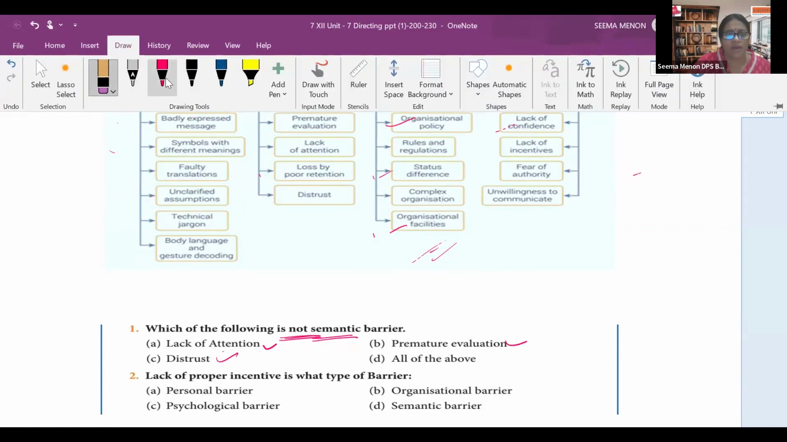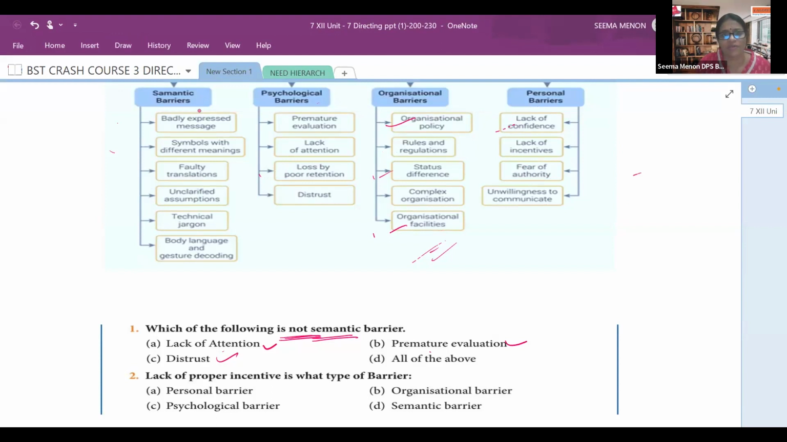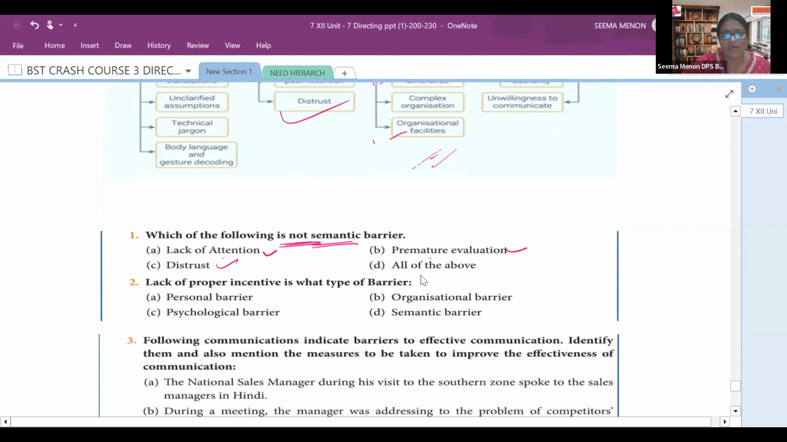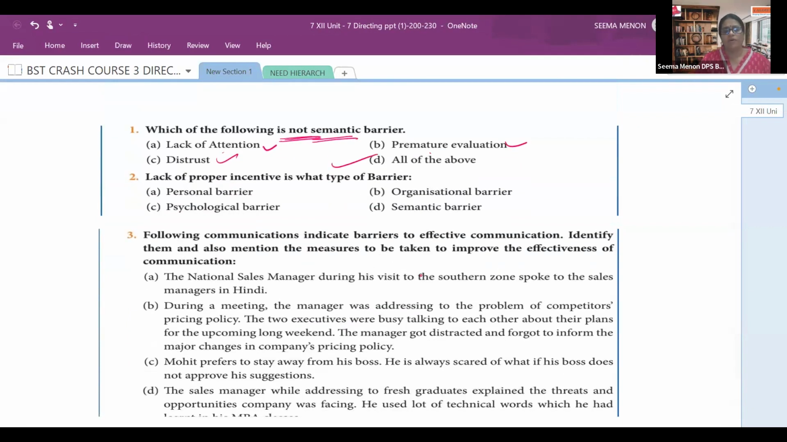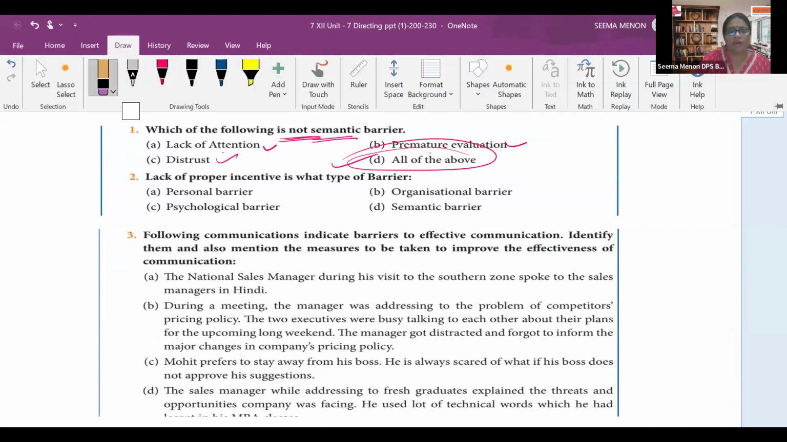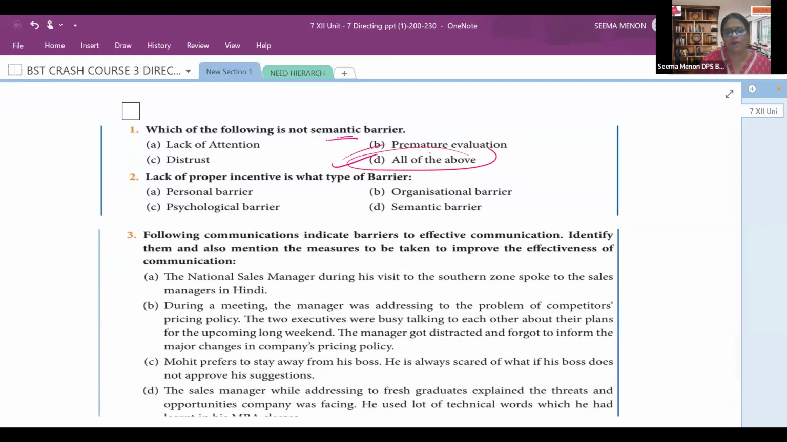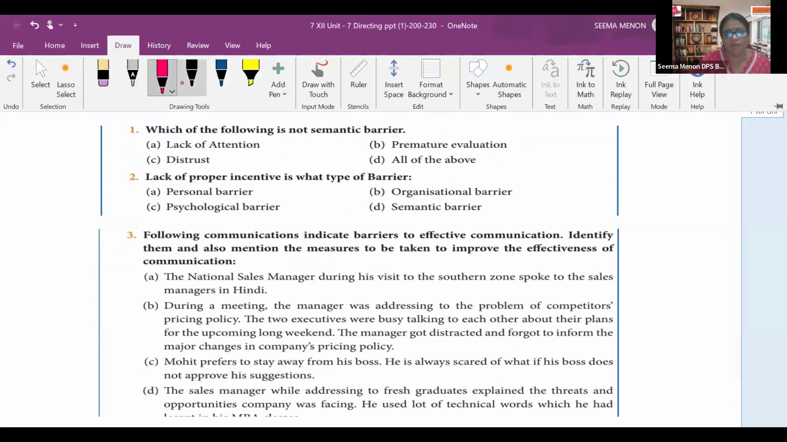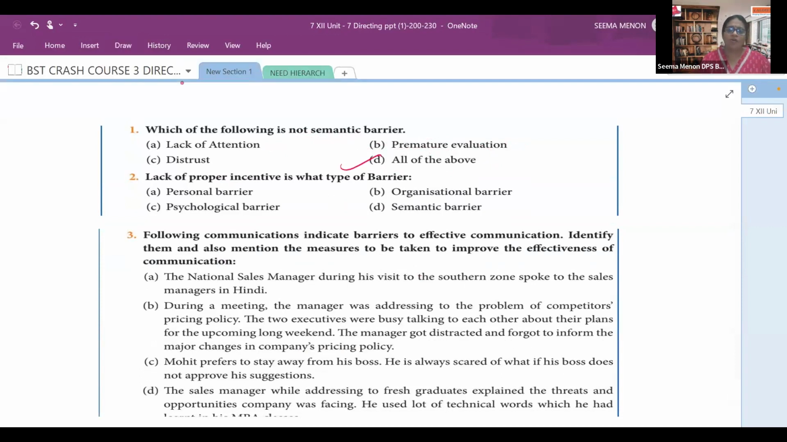Now again, the next one: premature evaluation comes under which? You can see here premature evaluation is coming under, again, the psychological barrier. Distrust is also in the psychological barrier. So what is the answer? All of the above is the answer. So all the others are not the answer. I hope you are able to understand this answer. All of the above. Next one, lack of proper incentive is what type of barrier?